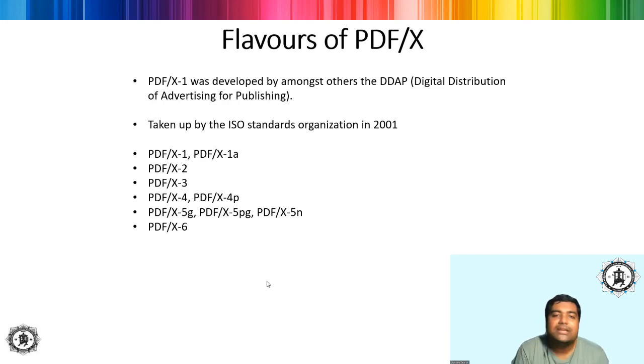Okay, so over time, with the creation of the PDFX1 standard by the DAP and others, it was soon taken up by the ISO, and it came to be known as ISO 15930-1:2001. It was created in 2001 after Adobe provided PDF to ISO for it to be an ISO standard. PDFX1 was based on the PDF 1.3 file format.